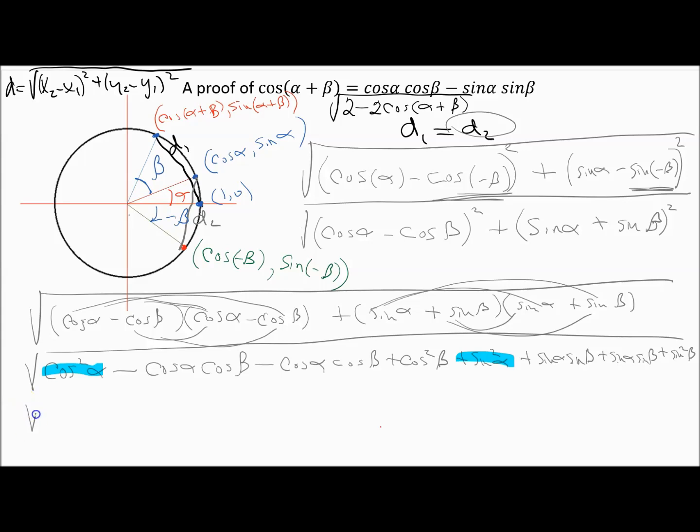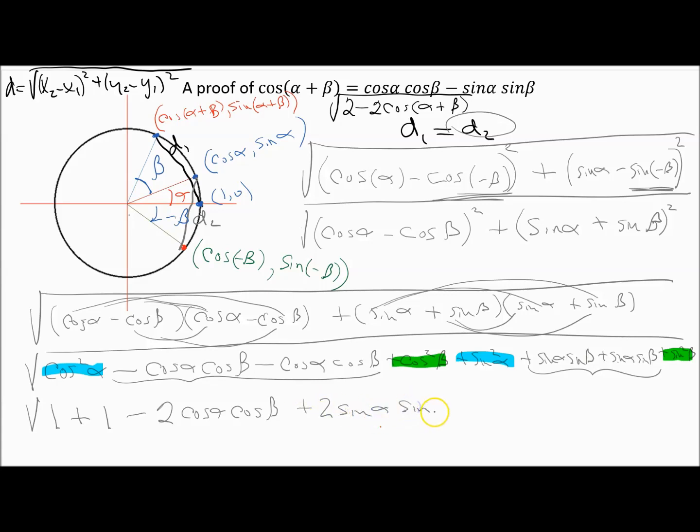Okay, so I have the square root of 1. Now, what else do we have? I have a cosine squared of beta, and I have a sine squared of beta. What is that? Pythagorean identity, you say? Yep. Plus another 1. Okay. Now I have some like terms going over here. There's 2 of those guys, so that's going to be minus 2 cosine of alpha, cosine of beta. Okay. Plus, those are also like terms, 2 sine of alpha, sine of beta.